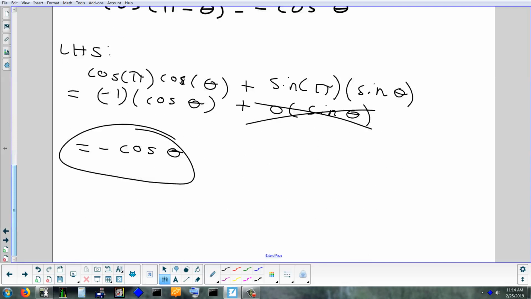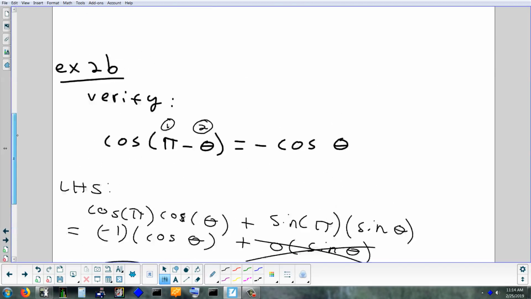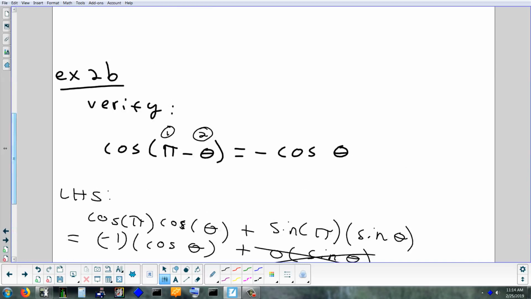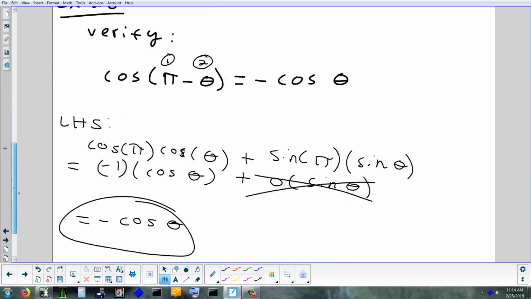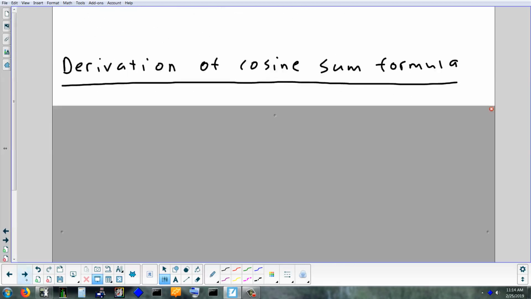Okay, so you're going to see 2 problems just like that on the test. Maybe there'll be a sum or a difference. I haven't taught you the sum yet. I'm going to show you that one right now. Okay. But any question on using the cosine difference identity?